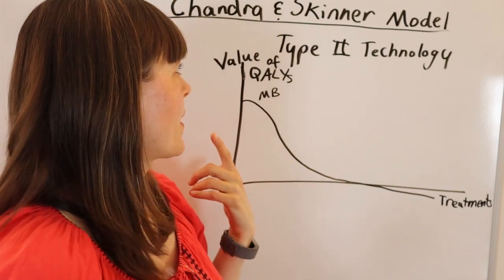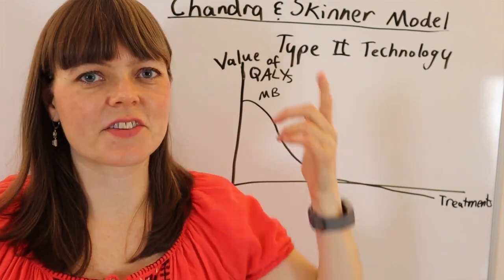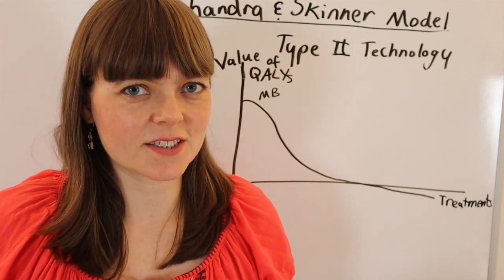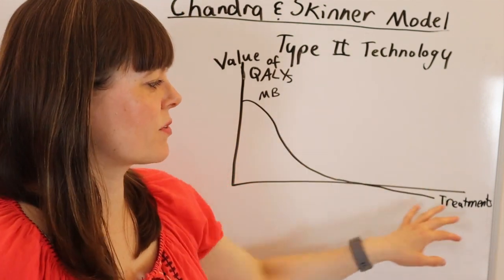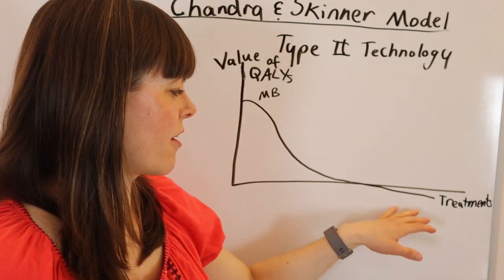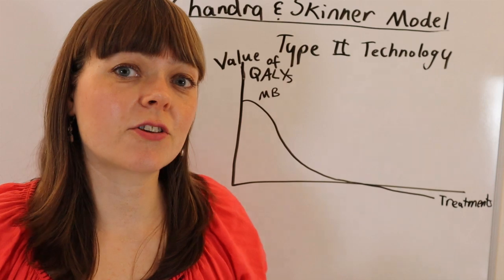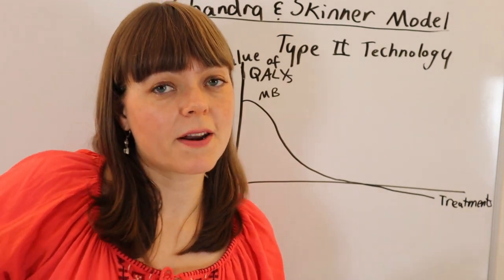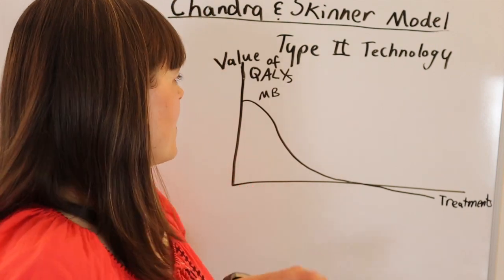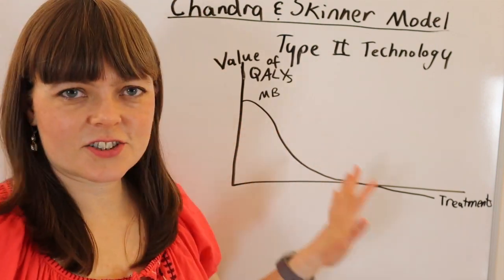Alright, this video is about an application of the Chandra and Skinner model, where we're thinking about risk in doctors' decision making and how that might relate to decision making on patients where it's difficult perhaps to tell whether the patient would benefit or be harmed by a particular treatment. So, this is the Chandra and Skinner model.